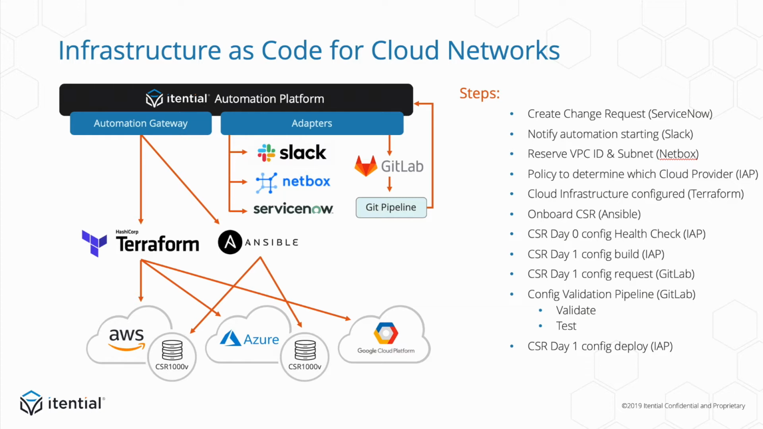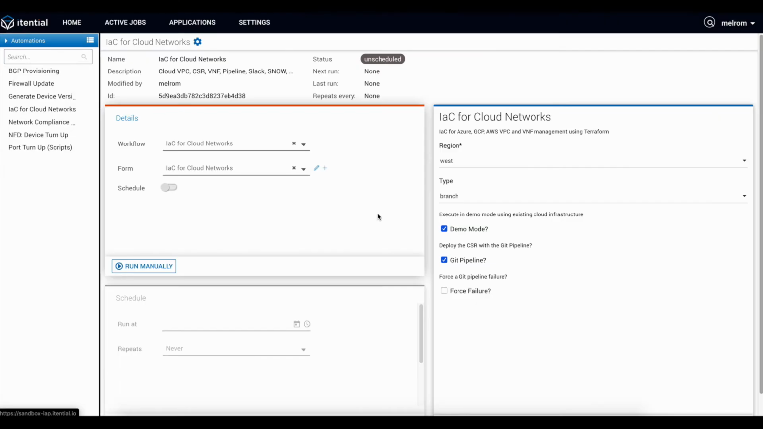Our demo will consist of the Itential platform, leveraging its automation gateway and adapter functionality to connect to Slack for notifications, Netbox for VPC and IPAM inventory, ServiceNow for change management, and Terraform for cloud infrastructure. Once our virtual routers come online, we'll leverage a Git pipeline to validate and test configuration before ultimately deploying it using Itential. I've logged into the Itential platform.